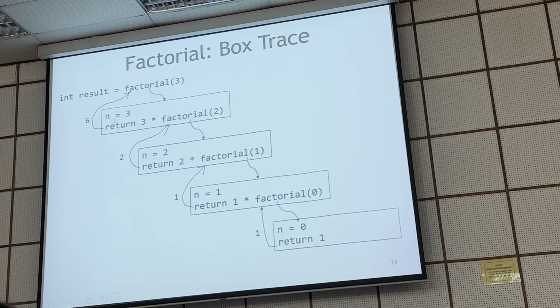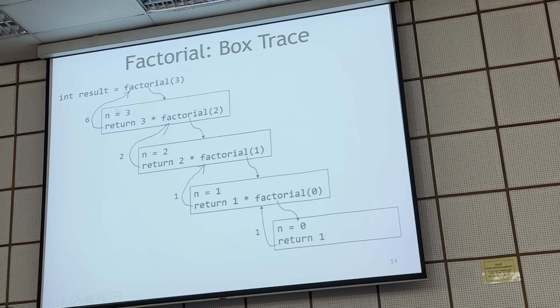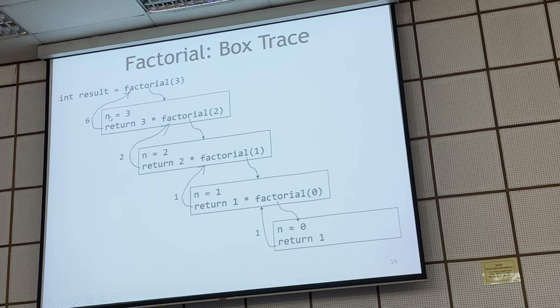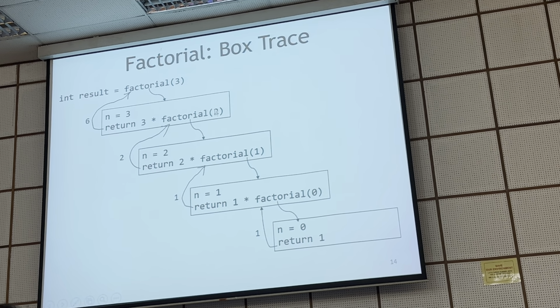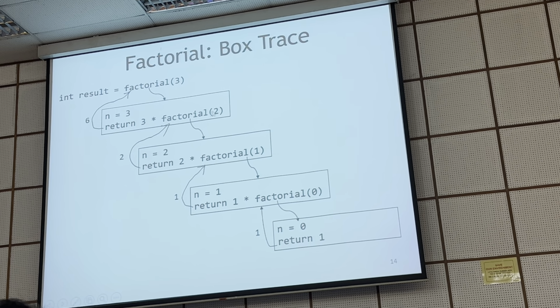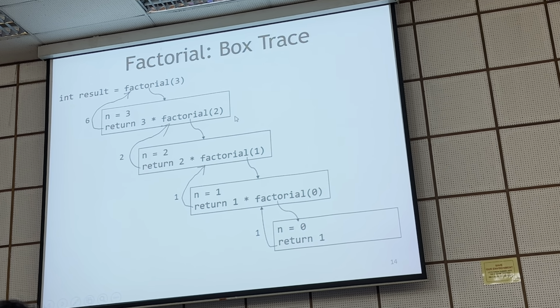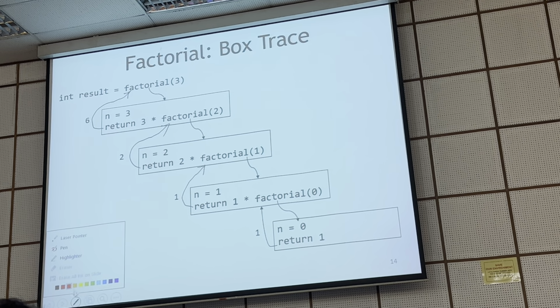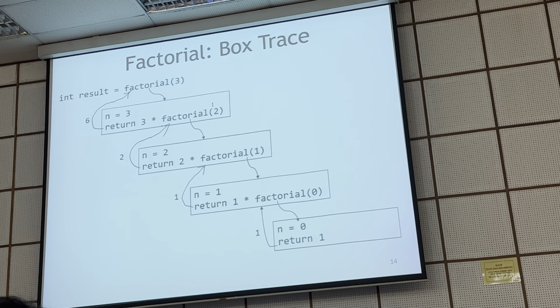Alright, you need to find out what the n value is and also the return value. So if n equals 3, our return value will be 3 times factorial 2. Is that correct? This one will be n minus 1, isn't it? Right, so if n is 3, 3 minus 1 is 2.